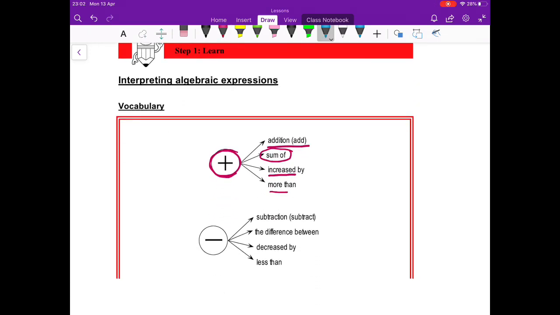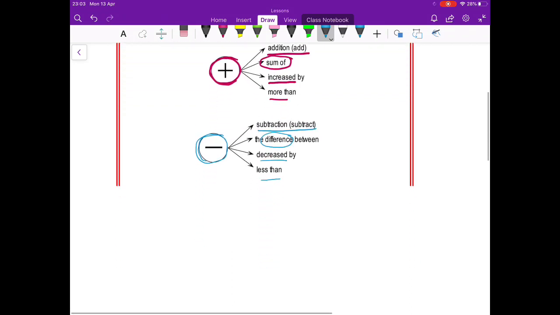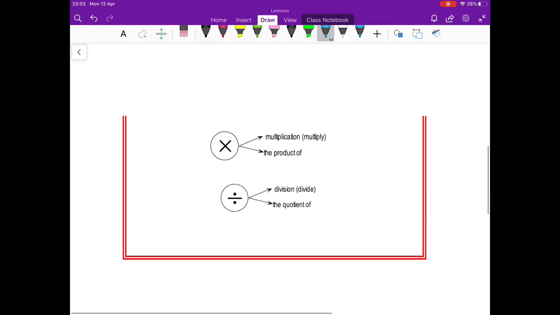Let's have a look at subtraction. Plain and simple: subtract or subtraction. Difference, that's quite an important one. Decreased by or less than. You've got to know those synonyms for those operations.